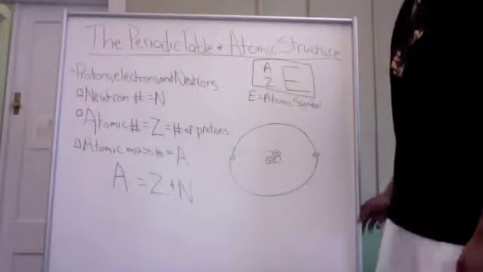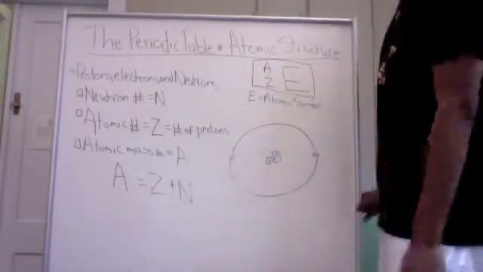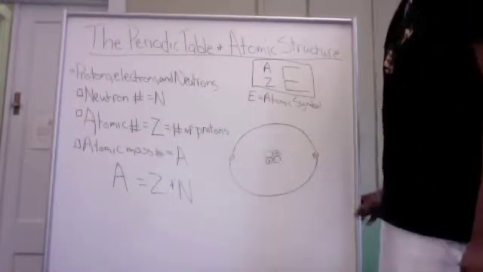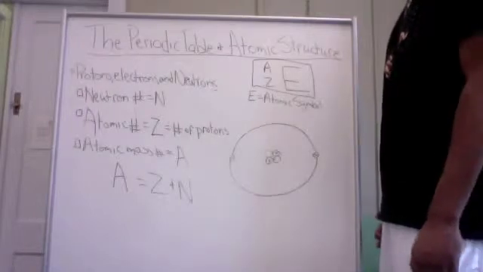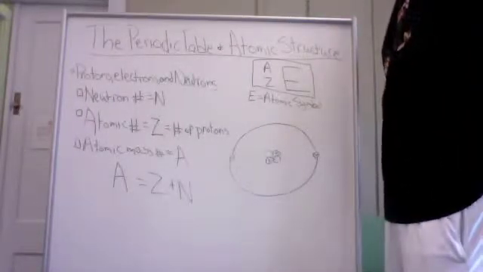And the relationship between these protons, electrons, and neutrons is listed here. You have neutrons, which can be given by a number n, the atomic number, which can be given by Z, which is also the number of protons, and the atomic mass number, which can be given by A.